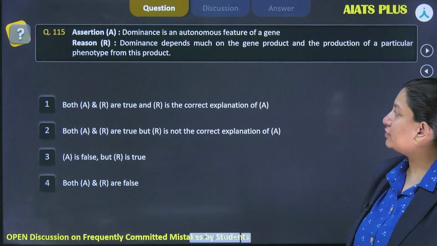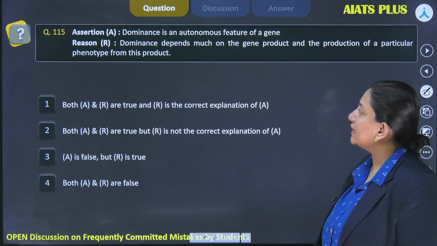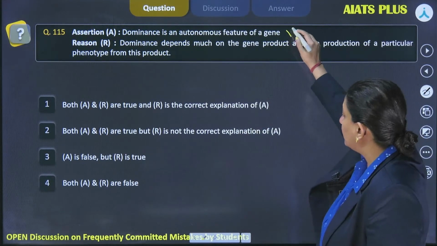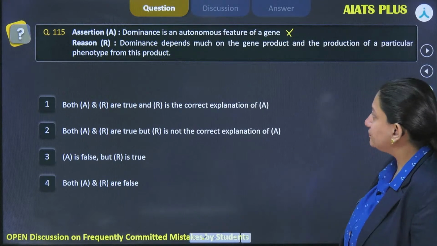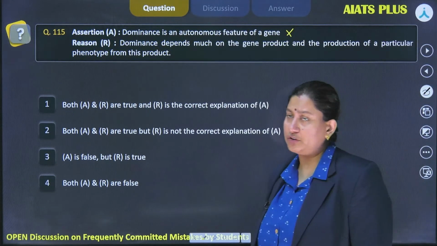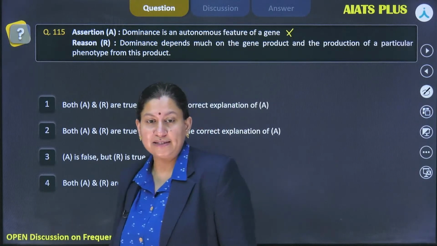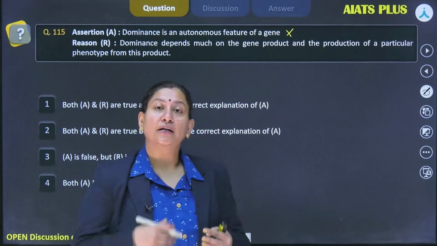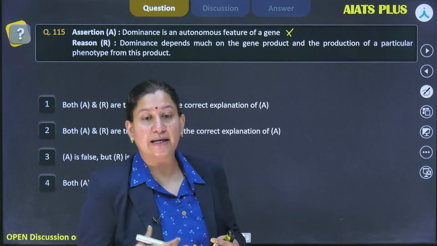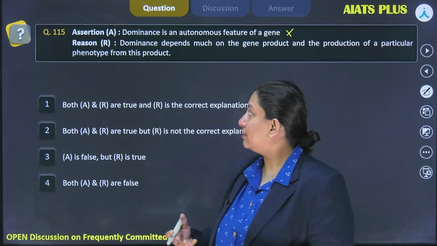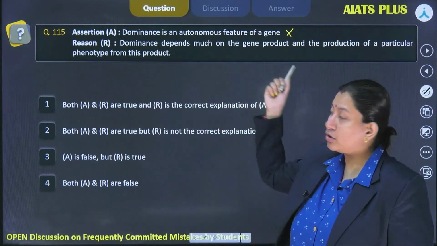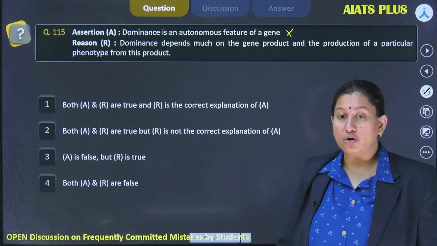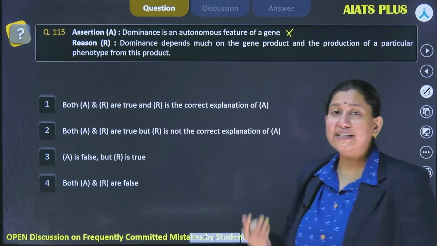let's talk about another question which talks about an assertion, that says dominance is an autonomous feature of a gene, right? So this is where it is incorrect. Dominance is not an autonomous feature of a gene, because when we talk about dominance, as we have seen over here, it is also going to be depicted. So I am saying dominance is an autonomous feature of a gene is incorrect because dominance is not an autonomous feature. Why is it not an autonomous feature?